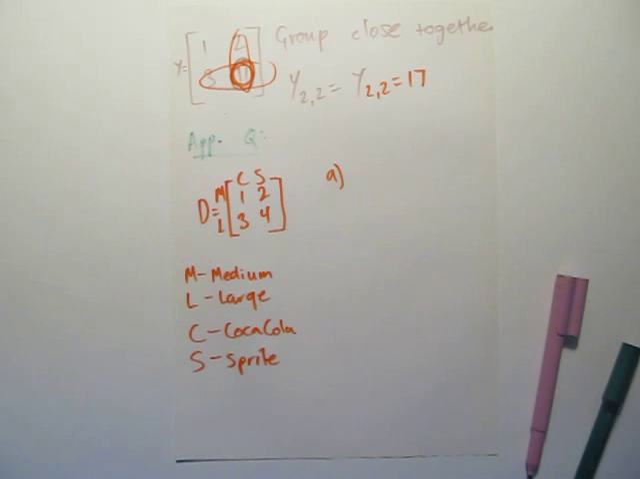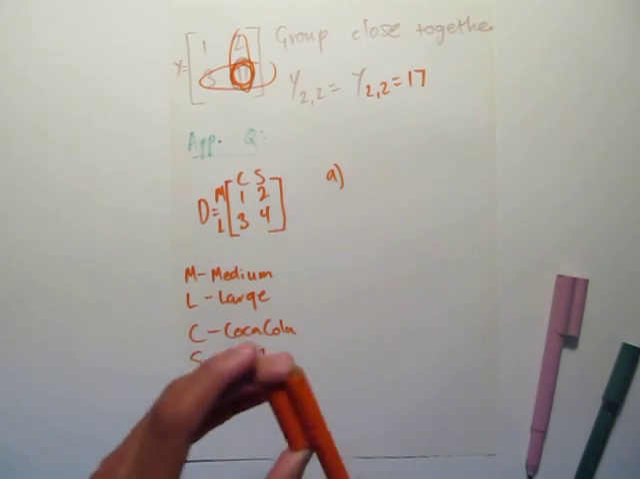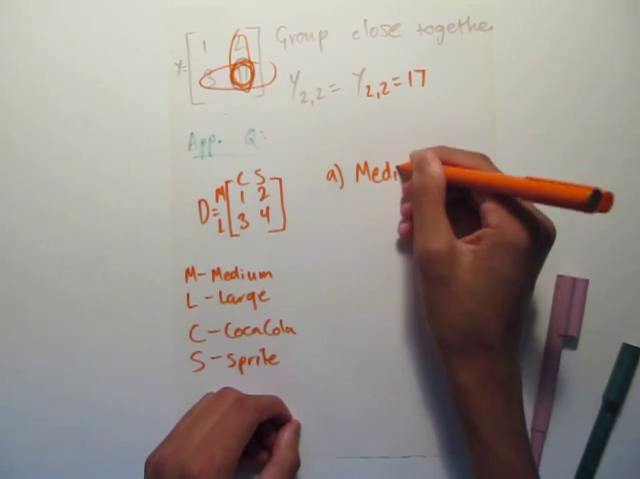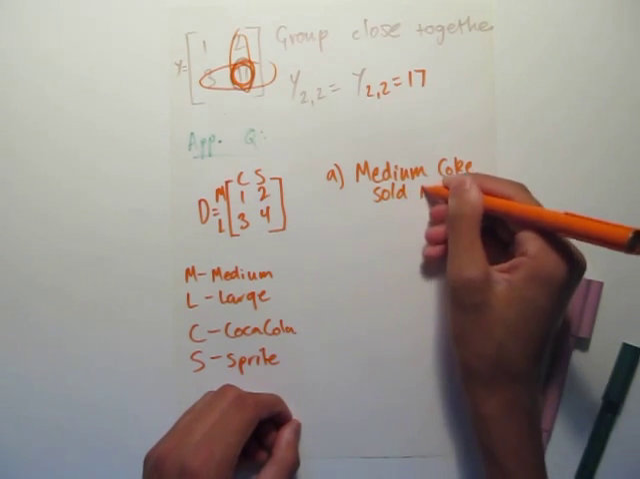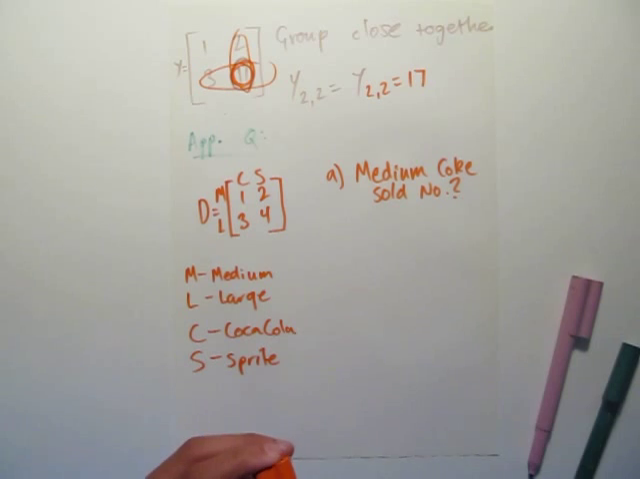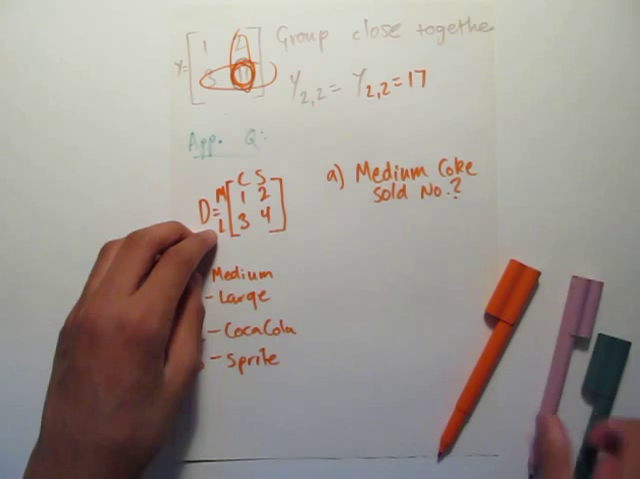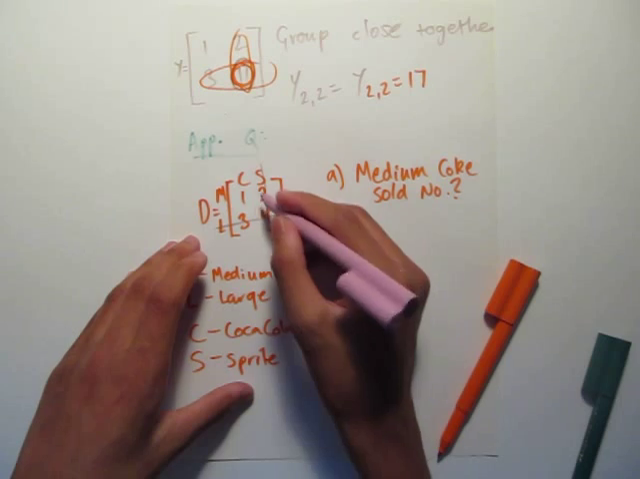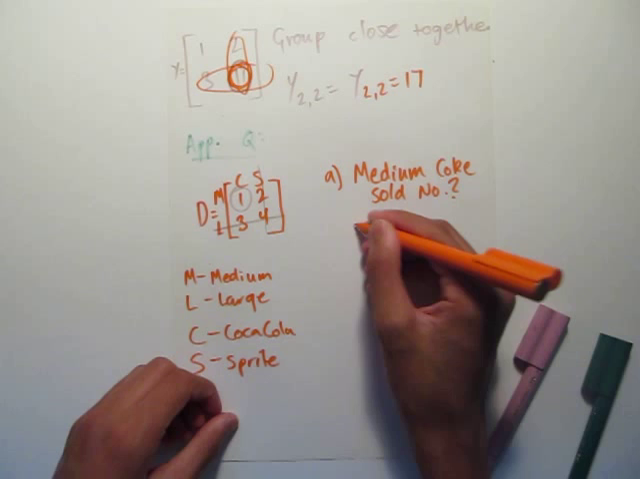How many medium Cokes were sold in the day? So, identify and specify the element. Okay, so Cokes, medium. Number of medium Coke sold. Okay, so we know this is the medium section, so we can already rule this out, and it's in the Coke section, so we can rule these out. So it's going to be 1. So medium Cokes sold would be 1.